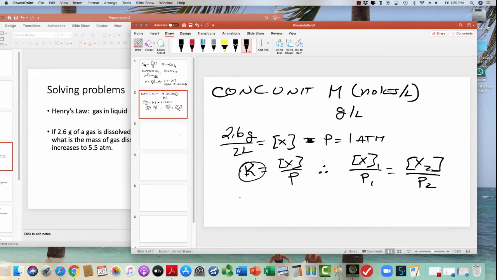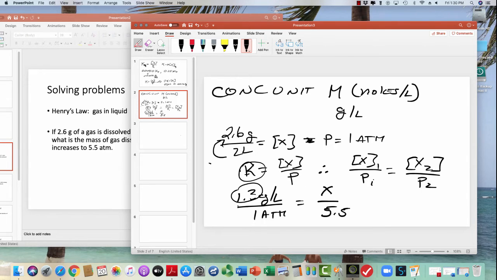So we come down here, we've got x at 1, which is 1.3 grams per liter, over pressure 1, which is 1 atmosphere. And that's equal to what we don't know, over 5.5. So we want to know what x is. Now remember, how do we get this 1.3? That's 2.6 divided by 2.